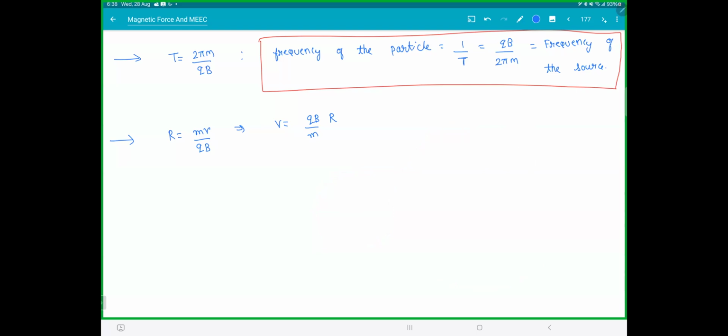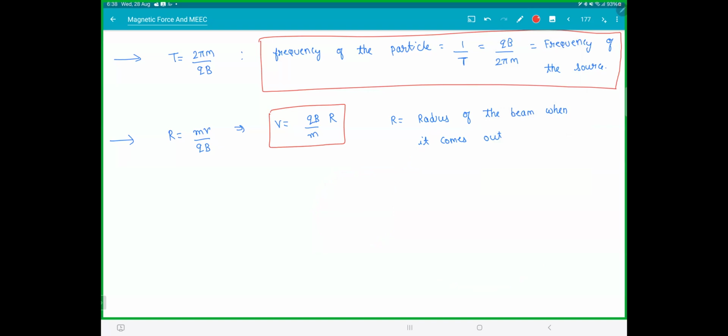Expensive experiments, where here R is the radius of the beam when it comes out. This is the second question. Find the speed when it comes out.